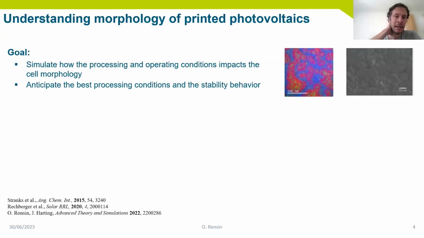So regarding the context, the objectives, this is quite simple. Our goal is to simulate how the processing and the operating conditions impact the cell morphology and first of all of the active layer. Either in the case of organic photovoltaics, where we have bulk heterojunctions, like the nice image you see here in 3 colors, which is a ternary bulk heterojunction, but also for perovskite solar cells, where the morphology is a little bit more simple, but nevertheless is a polycrystalline morphology. And the idea behind is to anticipate the best processing conditions, to have the best PCEs, of course, and the best stability behavior.